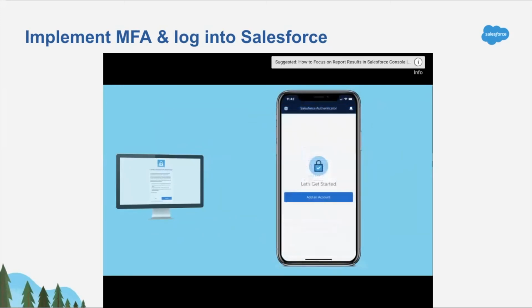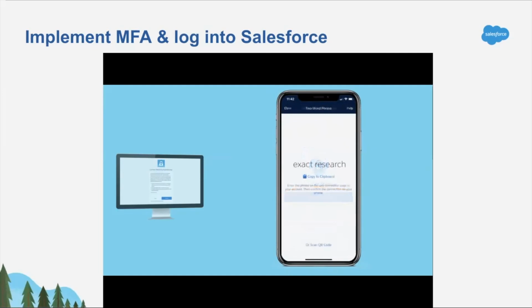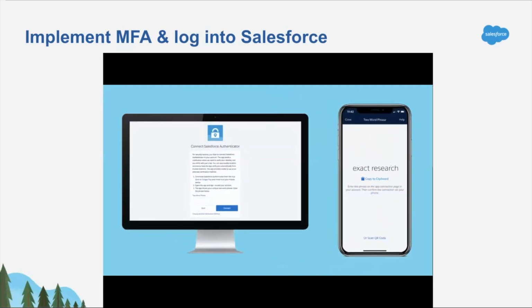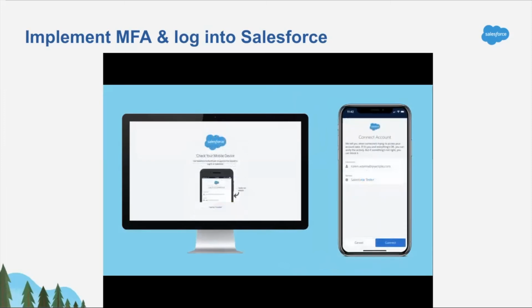Now Karen is ready to connect Salesforce Authenticator to her Salesforce account. On her mobile device, she taps Add an Account. Salesforce Authenticator generates a unique two-word phrase. Back in Salesforce, Karen enters the phrase and clicks Connect. Then she's prompted to confirm the connection in Salesforce Authenticator. She reviews the details to make sure the connection request is legitimate.